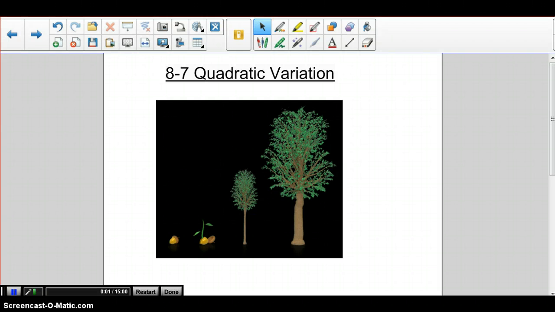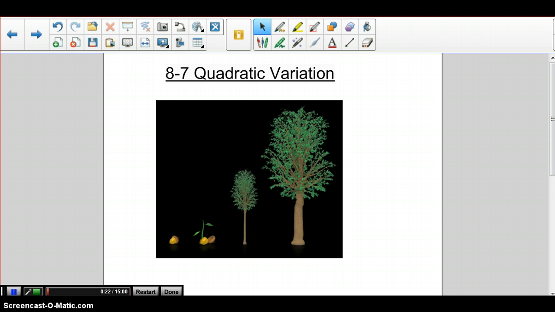Alright everyone, welcome back. And this is our last lesson in Chapter 8. And today we're going to be learning about quadratic variation. So we've seen something similar to this before in Chapter 6. And this time it's just going to be a little bit different.